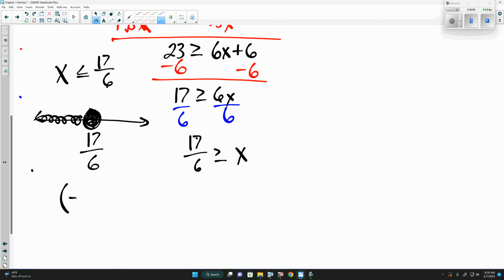Now in interval notation, we're talking about negative infinity, comma, 17/6, bracket. You don't have to give all three of these on every single one, just make sure to read the instructions and see what it asks for. Because if it asks you to solve and write it in interval notation, we're looking at these two here. If it tells you to solve and graph, we're only looking at this one and this one.